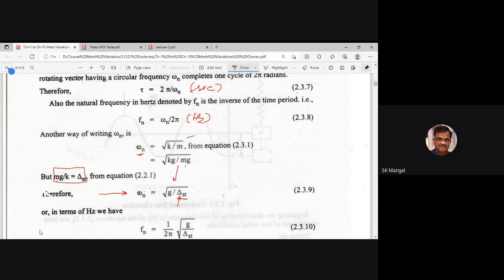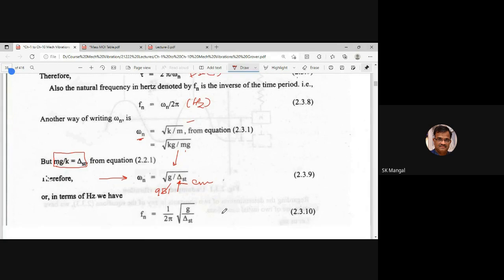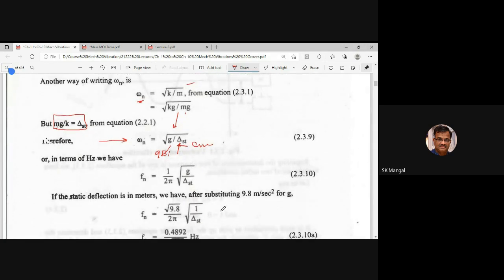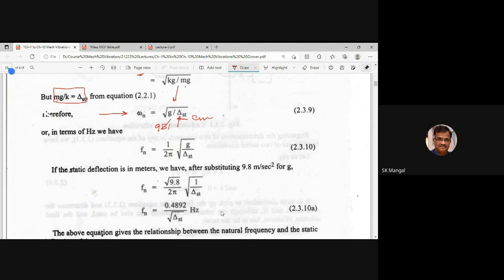So if your delta st is in centimeter, then g should be 981, and if it is in meter, it should be 9.81. So if you put the value here, g is given as 9.81, it means this will be in meters. So if you know the delta st, you can find the frequency of the vibrating system in hertz by this formula. And you will be using this formula too many times in numerical problems. Sometimes you will be given delta st straightaway, and you can find the omega n straightaway from there.